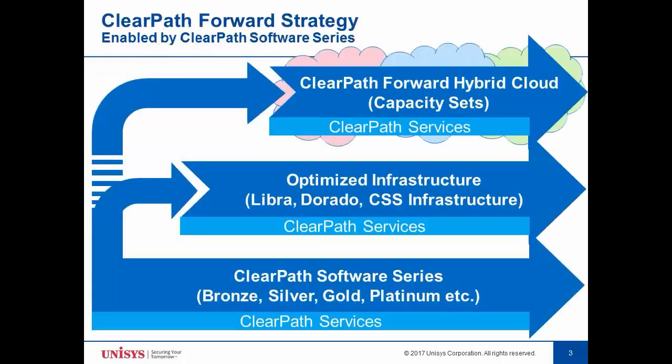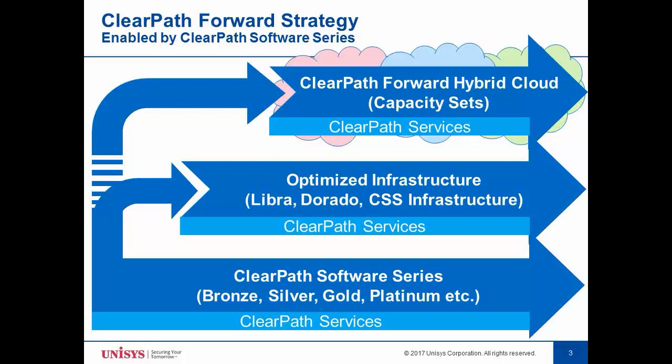This is a very, very simple depiction of our ClearPath Forward strategy. I will direct your attention to the middle arrow where it says optimized infrastructure. Underneath that in parentheses it says Libra, Dorado, and CSS infrastructure. The focus of today is the Libra and Dorado platforms that we are now calling part of our optimized infrastructure strategy. Years ago, this would have been the only arrow on this slide.